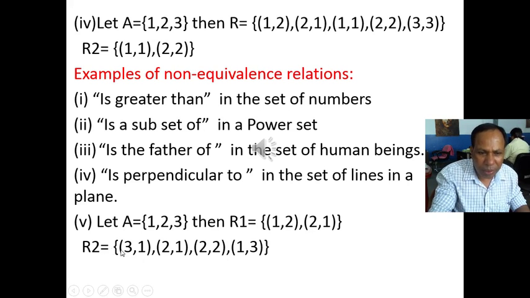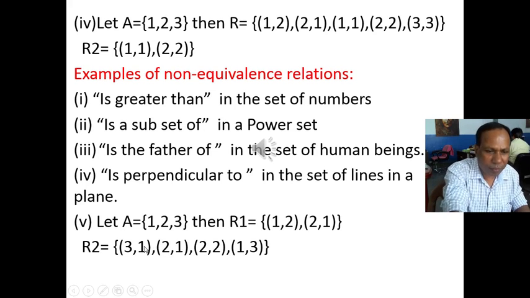So it is not an equivalence relation. Same is the case for R2. (1, 1) is not there. Though (2, 2) is present, (1, 1) is not there, (3, 3) is not there. So it is not reflexive. Now (2, 1) is present, but (1, 2) is not present. So it is not symmetric. So since it is not reflexive and not symmetric, all the three properties are not satisfied. So it is not an equivalence relation.